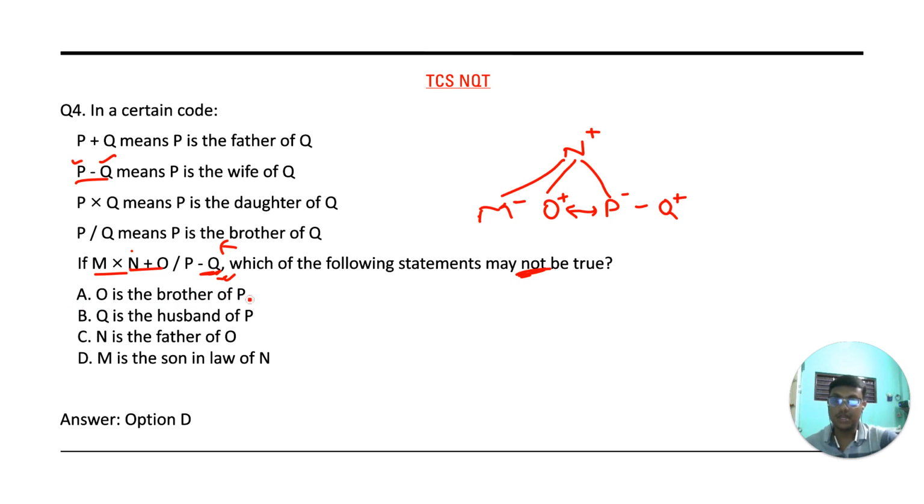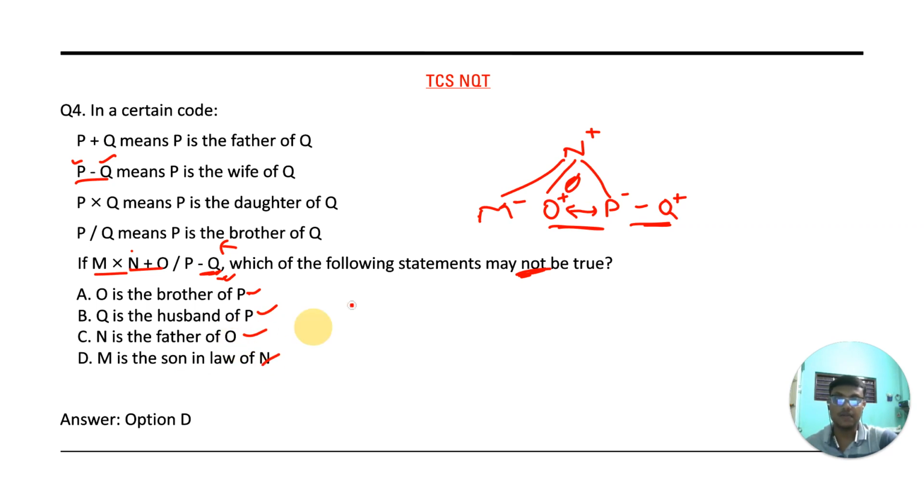O is brother of P. Yeah, that's true. Here we can see O is brother of P. So this is true. Q is husband of P. Yes, from here we can see Q is husband of P. So that's also true. N is father of O. From here we can see that N is father of O. Thus, this statement is also correct.